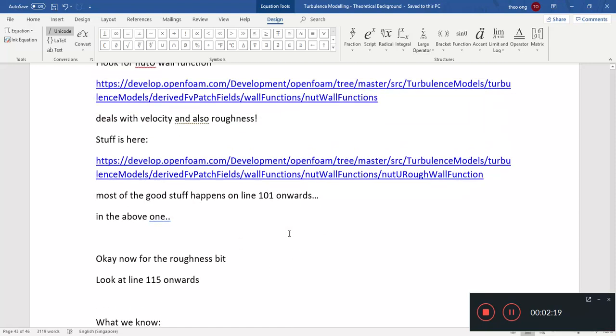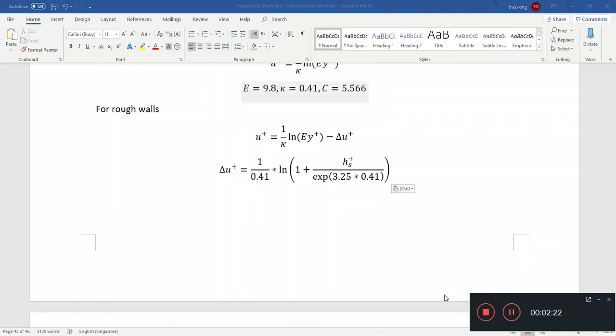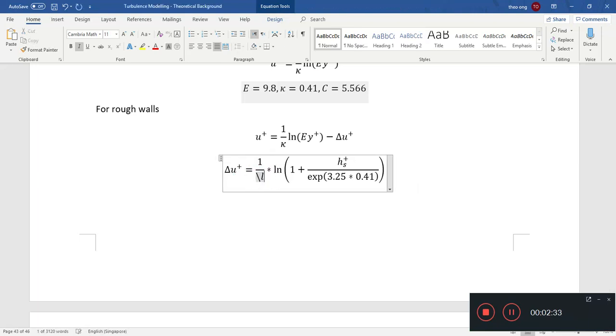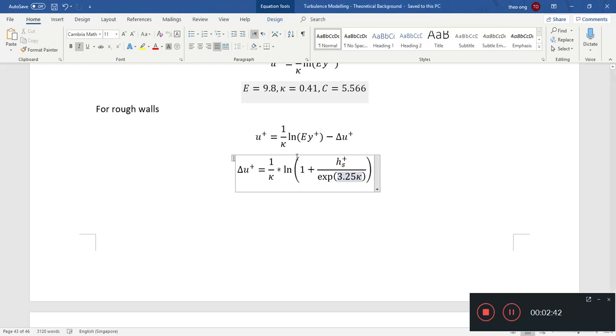If you recall, I just copied and pasted this whole thing here. Delta u plus equals 1 over kappa, which is 1 over 0.41, and this is also kappa here. So the expression is 1 over kappa times ln of hs plus, the dimensionless roughness height, over exponential 3.25 times kappa. This is for the rough walls.